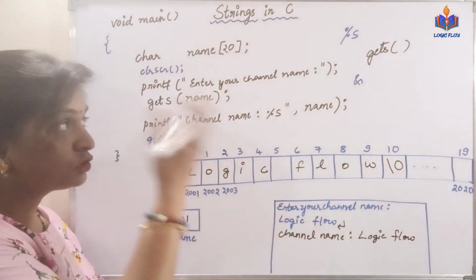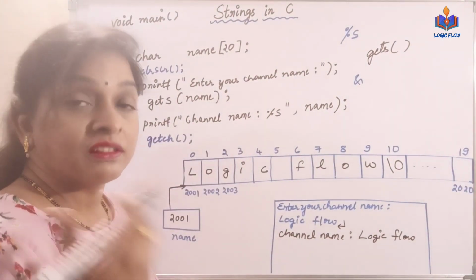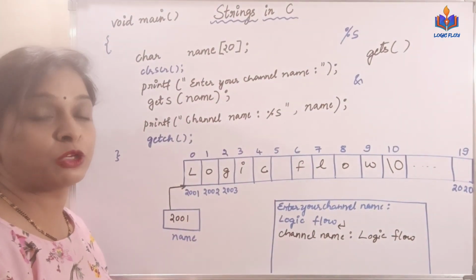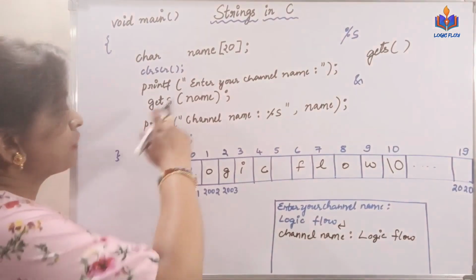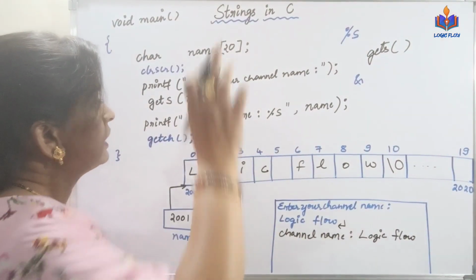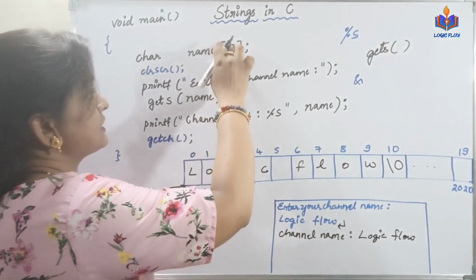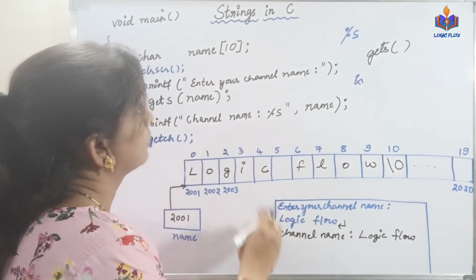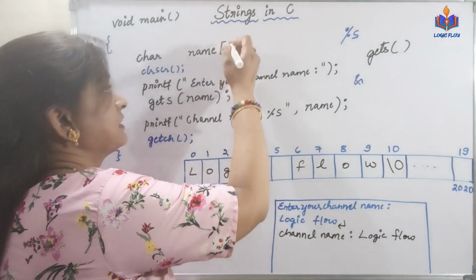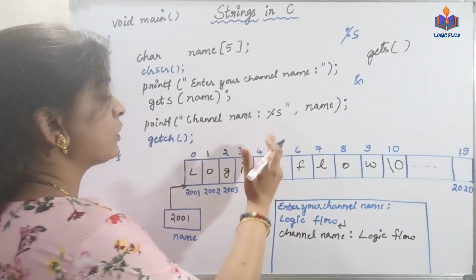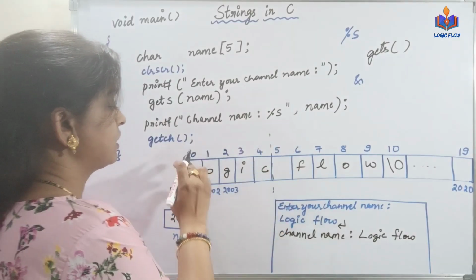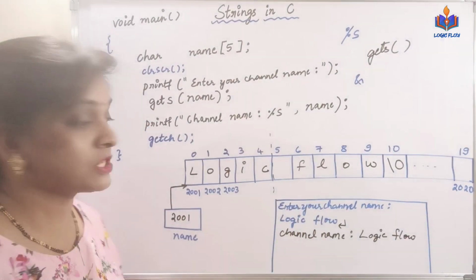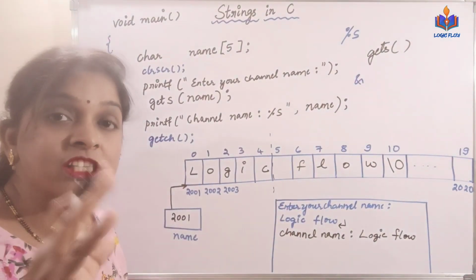You can also print this string using puts also. That we'll see in the next video. But you have some more drawbacks with respect to both gets and scanf. So if I say gets name, here what happens? Let me give the size less than this, say 5. So memory allocation will be only up to here, 0, 1, 2, 3, 4, only up to here. And I have given a very big value, logic flow. But gets will take that.